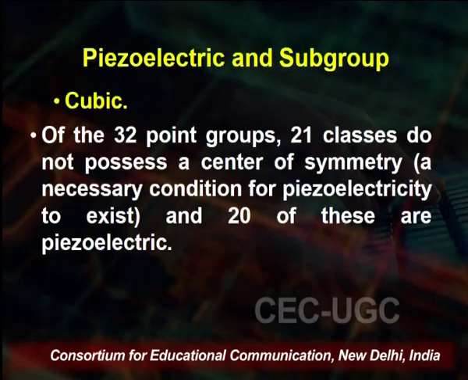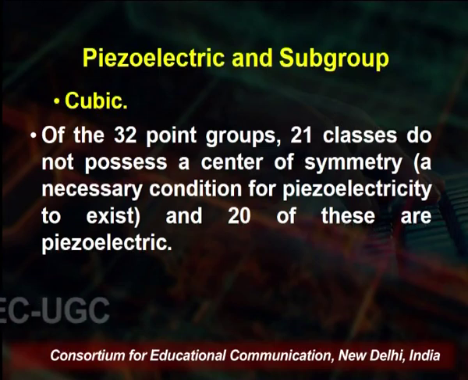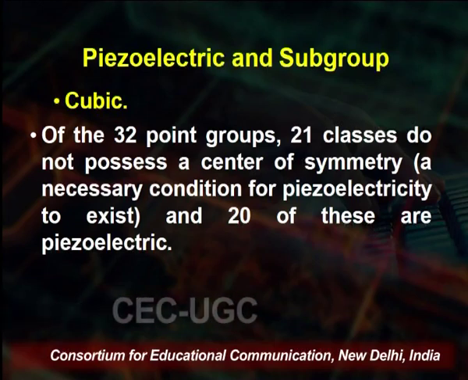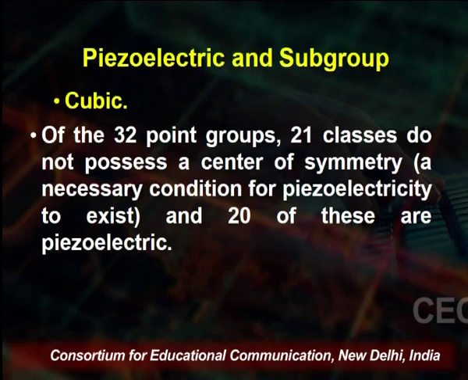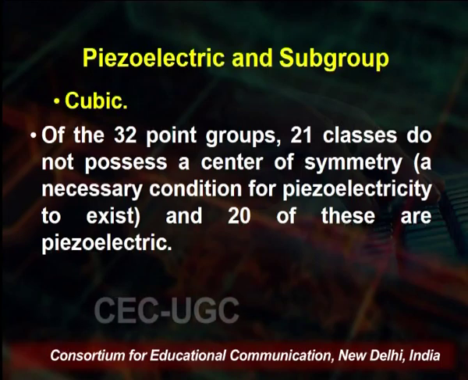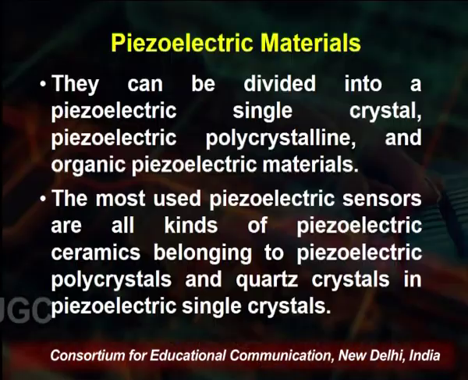In the cubic of the 32 point groups, 21 classes do not possess a center of symmetry, which is a necessary condition for piezoelectricity to exist. And 20 of these are piezoelectric. One class, although lacking a center of symmetry, is not piezoelectric because of other combined symmetric elements. So, on the basis of that symmetry, we choose the piezoelectric material.